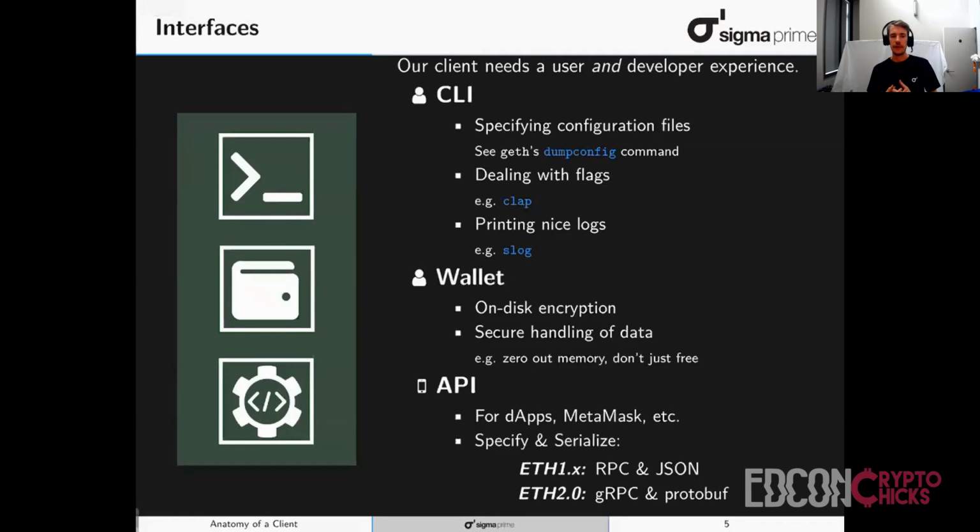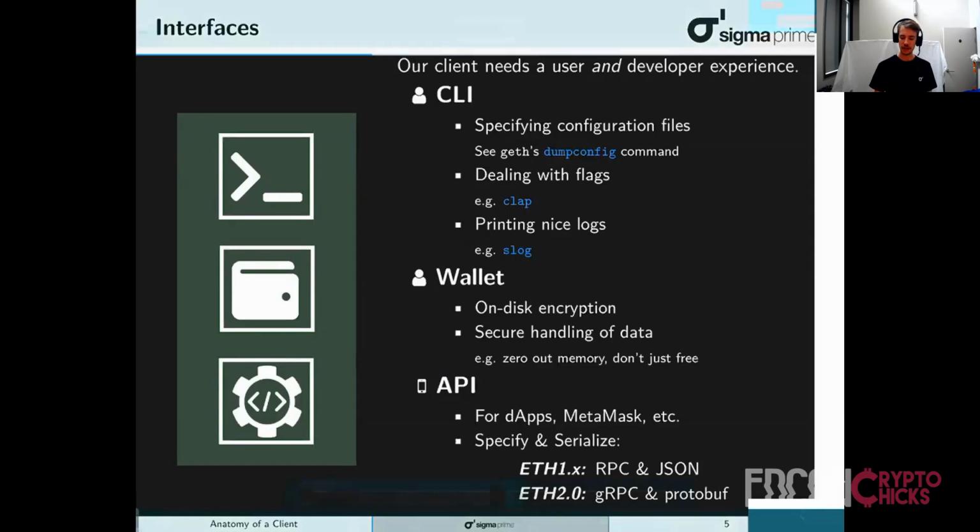So let's talk about the interfaces first of all. Interfaces are of course very important because that's how someone interacts with our software in the first place, running the software on the command line. Our command line interface is really important to get right, because in a blockchain client you can have a huge number of different configuration options, some of which we're going to talk about soon. And being able to specify concise, succinct configuration files for these is really, really important.